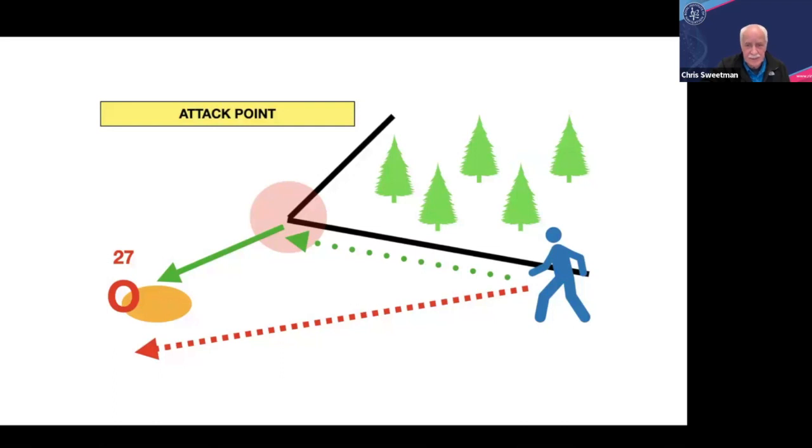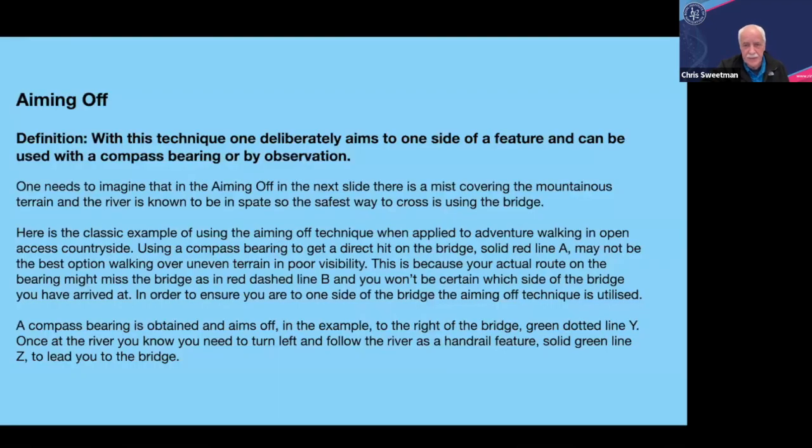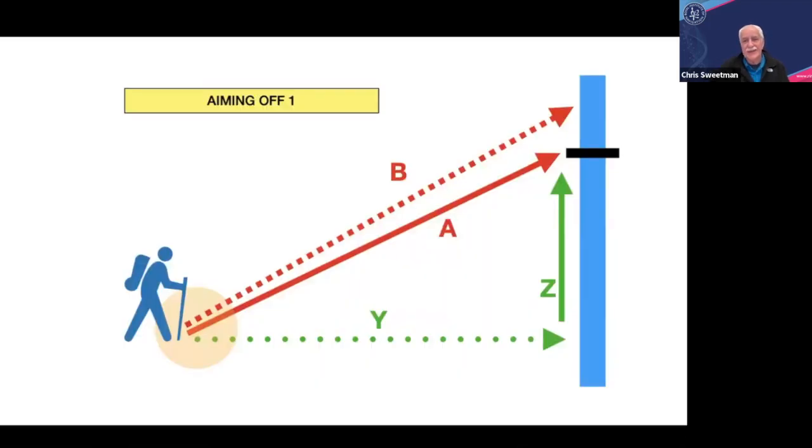Right, aiming off. Again, there's a whole lot of information there, but when you break it down and put it into a graphic, that's basically what it is. And you can see a bridge over a river.